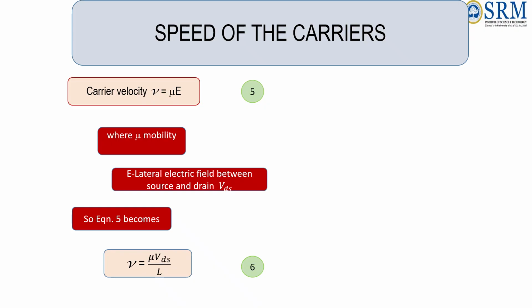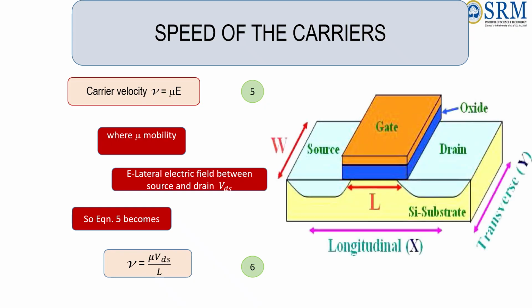First, we'll derive an expression for the speed of the carriers. The carriers move in the channel. They start from the source and they move towards the drain. So the carriers cover a length of capital L, and the lateral electric field VDS is responsible for the movement of these carriers. So the carrier velocity V is mu into E. Mu is the mobility and E is VDS by L. So V becomes mu into VDS by L, which is taken as equation number 6.